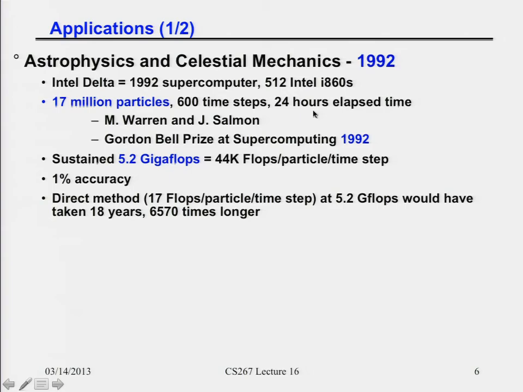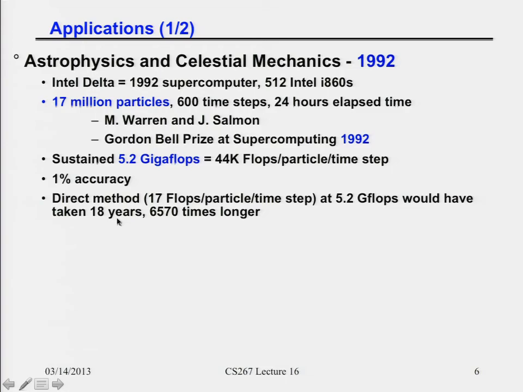And with all these 500 processors, they get up to 5 gigaflops, which, of course, your laptop does today. But this is, you know, 1992. And again, their goal was only 1% accuracy. But so how do you measure the speed up? If they had used the n squared algorithm on these 17 million particles, it would have taken 18 years to run this simulation. So this clearly would not have been a feasible simulation.